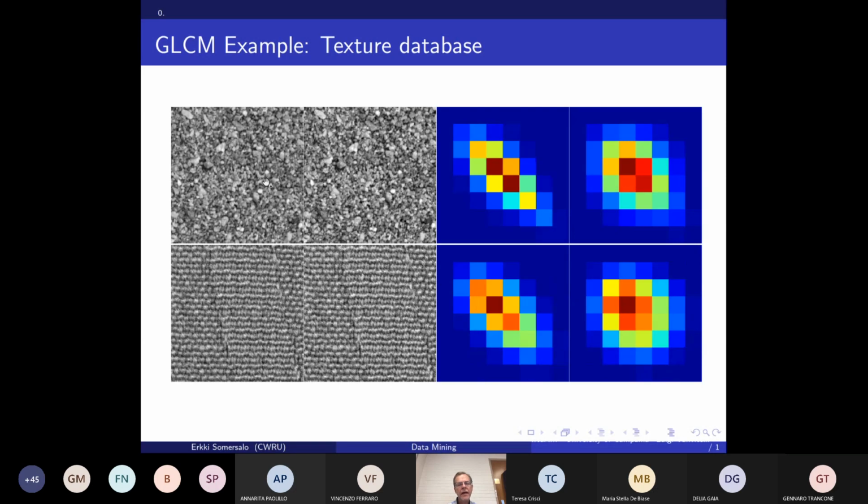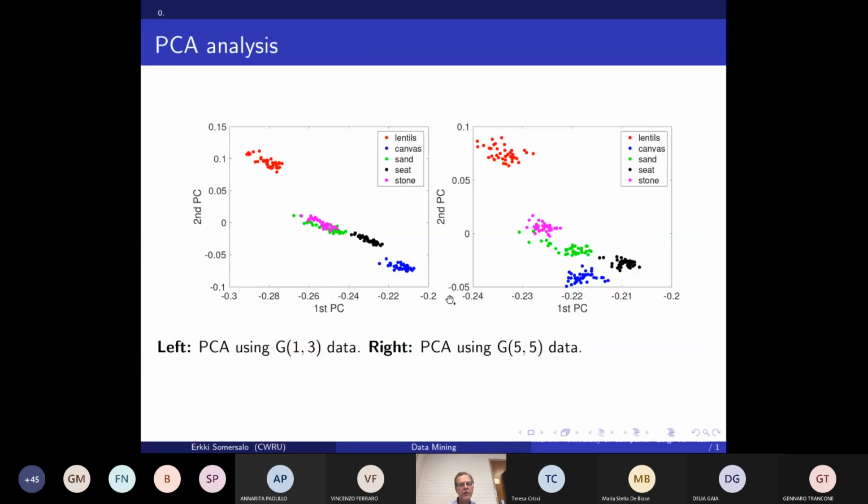Here is sand, and sand again tells me that, if I take 1, 3 movements, it is rather diagonal, but 5 movement is already spreading around the diagonal. So this tells me the detail size. The detail size is maybe of the size 5 pixels. And this is the seat case. So this is the upholstery textile, and so here are the grayscale co-occurrence matrices.